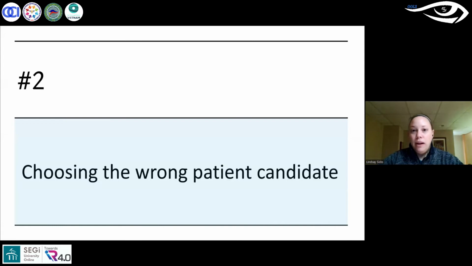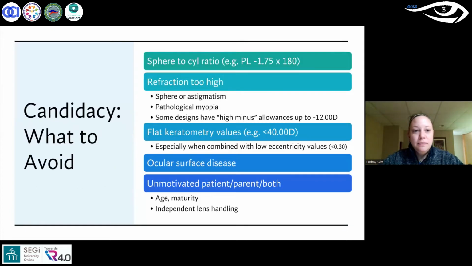Okay, so tip number 2 would be how to not choose the wrong candidate. So we'll talk about things to avoid.